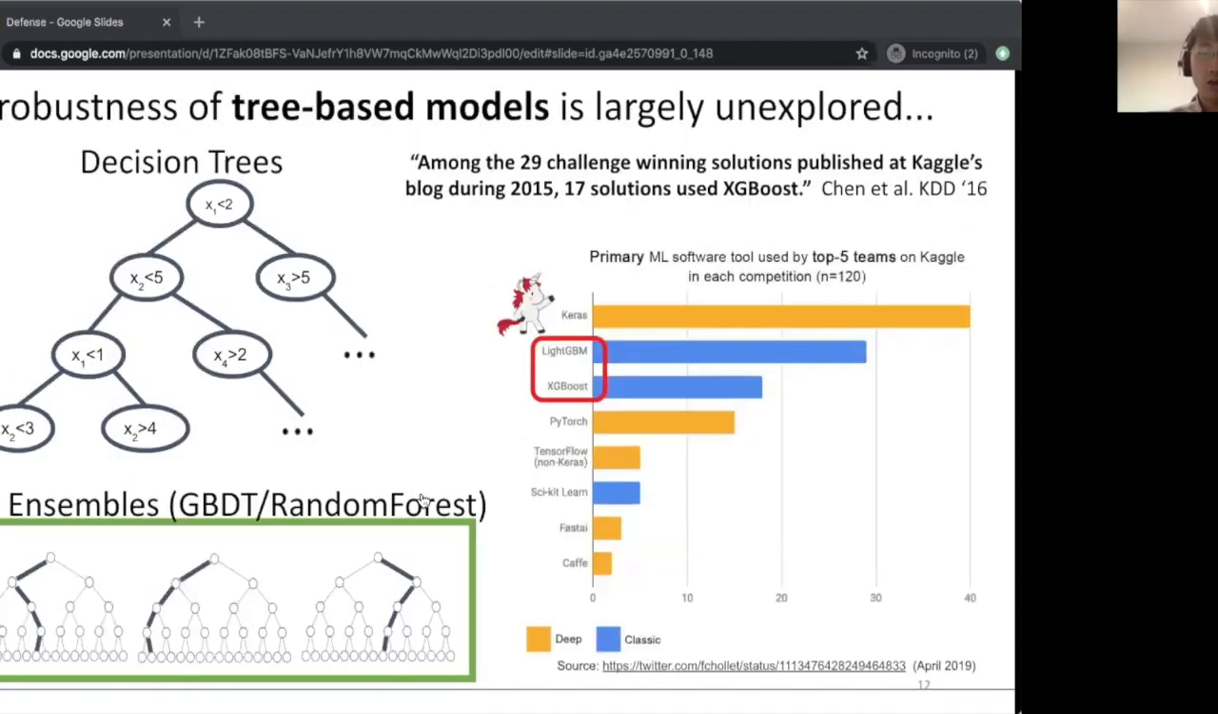So among all machine learning models used in practice, tree-based models actually stand out in many applications, and they achieve state-of-the-art performance. A survey among the teams that ranked in the top 5 on Kaggle in 2015 shows that tree boosting packages such as XGBoost or LightGBM are the second or third most popular packages used by the participants. However, adversarial robustness for tree-based models is largely unexplored in the literature.